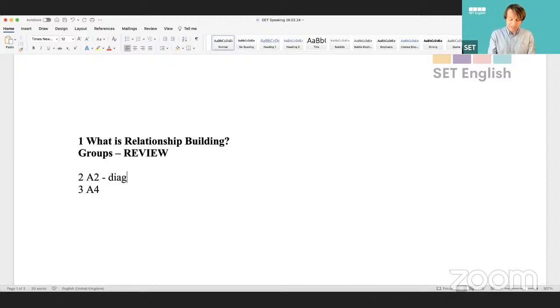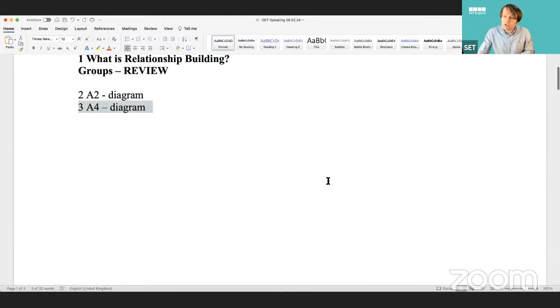I'm going to make a diagram for you today so you can understand this. And also we'll make a diagram for this. Okay, so this is the plan of the class. We will talk about this for a while. Then I will make you a useful diagram for this, and then a useful diagram for this. Tomorrow, you'll be in groups practicing with Lawrence, okay? So let's get started. What is relationship building?